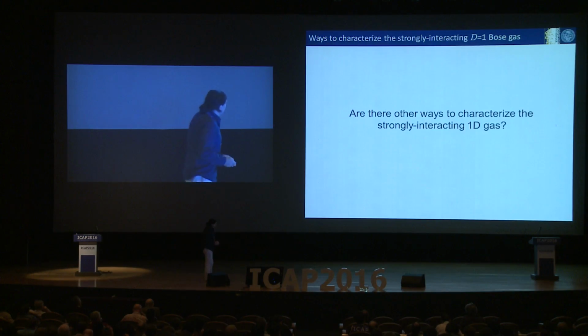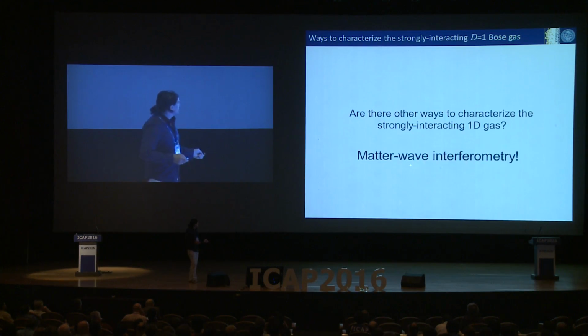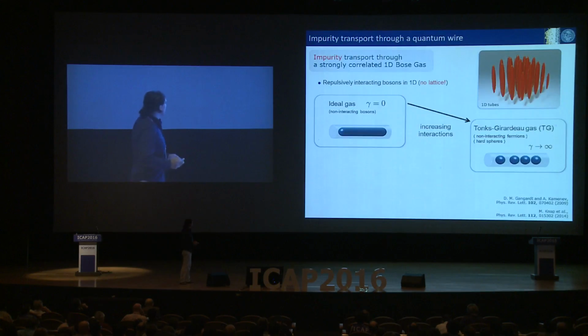Now, okay, but let me come to the main story. Are there other ways to characterize such a gas? Yes, there are. One can do something which we call matter wave interferometry. And you would say, well, this is not going to work. Matter wave interferometry works only when you have no interactions or very weak interactions. Actually, it does work. And the idea is shown here.